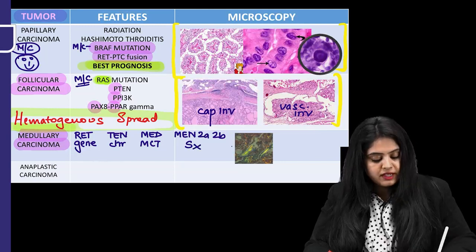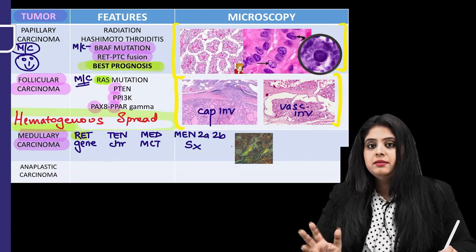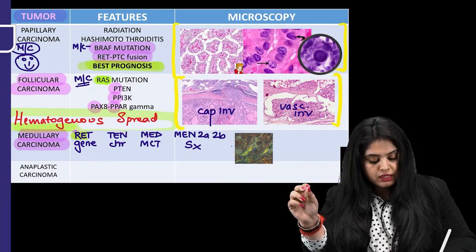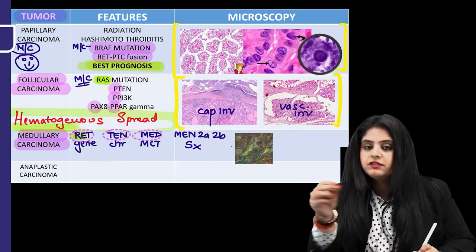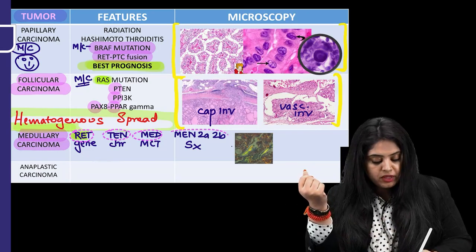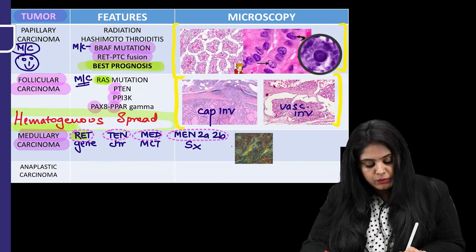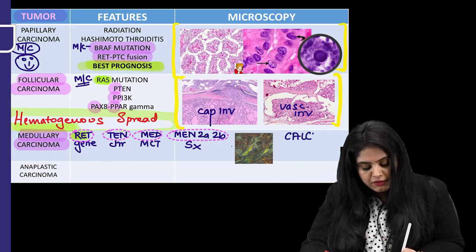So repeating once again, RET 10 med men. RET is the gene, 10 is the chromosome that it's present on. Medullary carcinoma thyroid we are doing, and it is going to be a part of MEN 2A and MEN 2B. So your next question is what is going to be the tumor marker? The tumor marker, we all know the most famous is calcitonin.